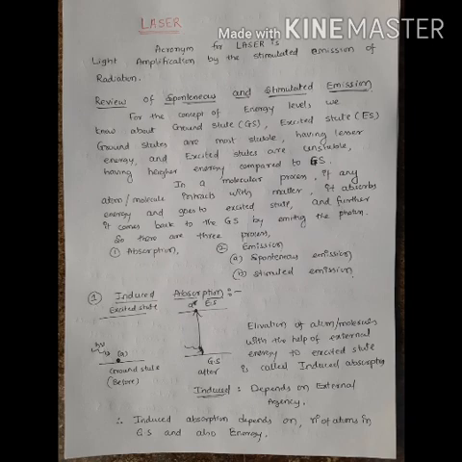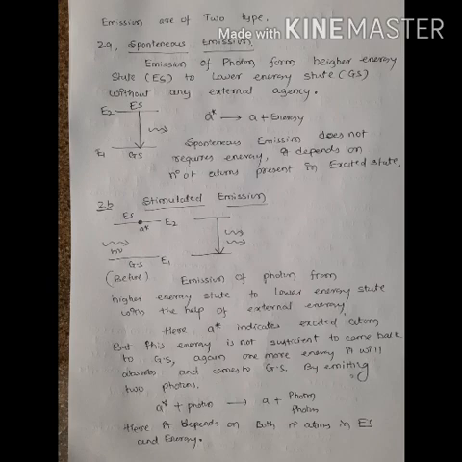So E1 and E2 are the ground state and excited state, and generally in the initial condition, all the molecules or atoms are in the ground state. So once it absorbs energy in the form of light, it goes to the excited state. The elevation of an atom or molecule with the help of external energy to the excited state is called induced absorption. So the term induced means it depends upon the external agency. So I can say the induced absorption depends upon the number of atoms in the ground state and also the energy.